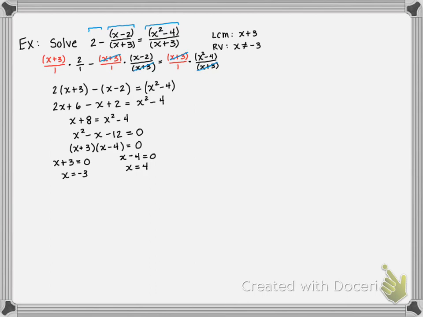And then we'll compare to our restricted values, and we see that x cannot be -3. So that's not a valid solution. So our only solution is x equals 4.